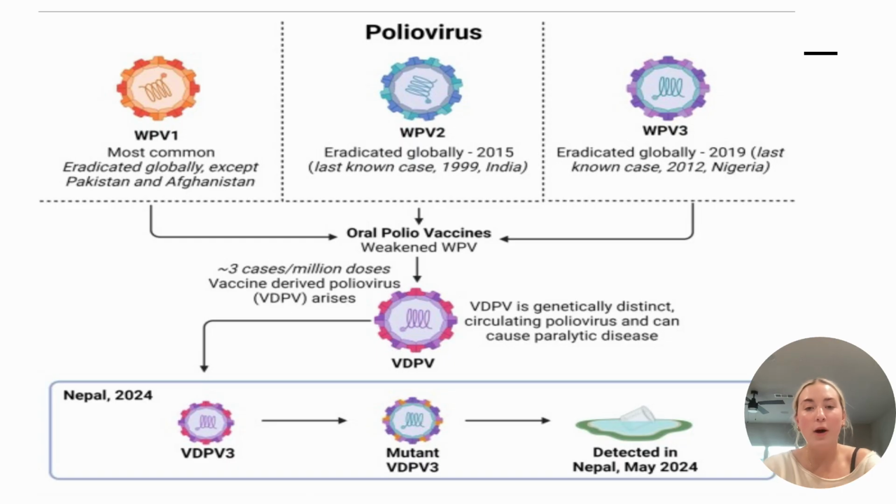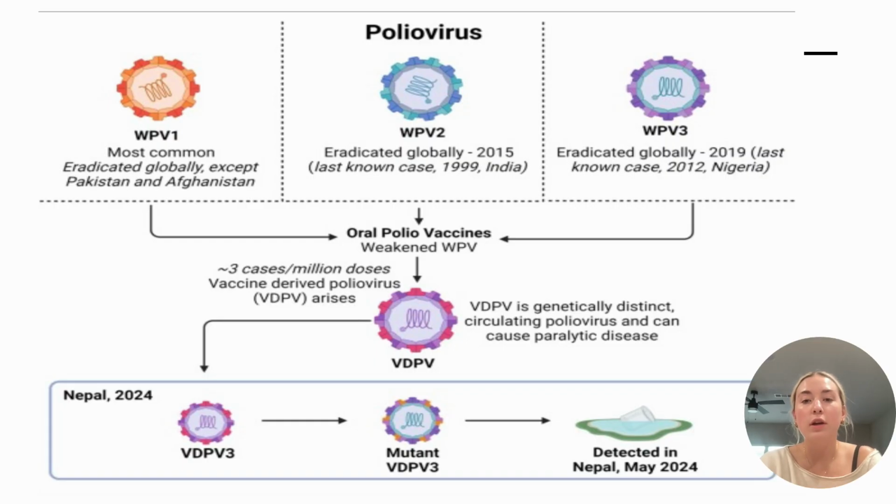There are 3 wild poliovirus types: WPV1, WPV2, and WPV3. Thanks to global vaccination efforts, WPV2 was declared eradicated in 2015 and WPV3 in 2019. Today, only WPV1 remains, and that type is endemic in Pakistan and Afghanistan. However, as wild polio decreases, vaccine-derived poliovirus, or VDPV, becomes more significant.